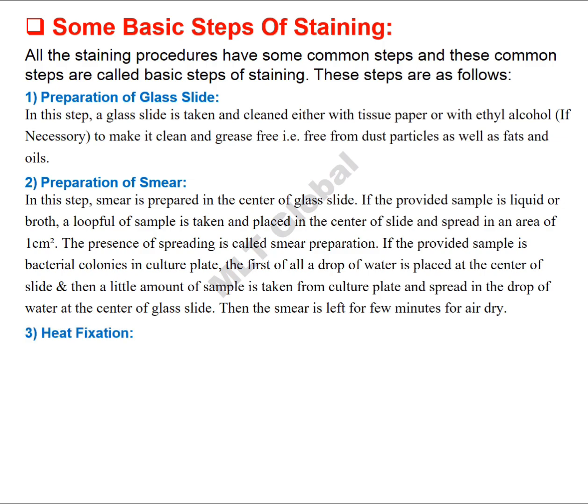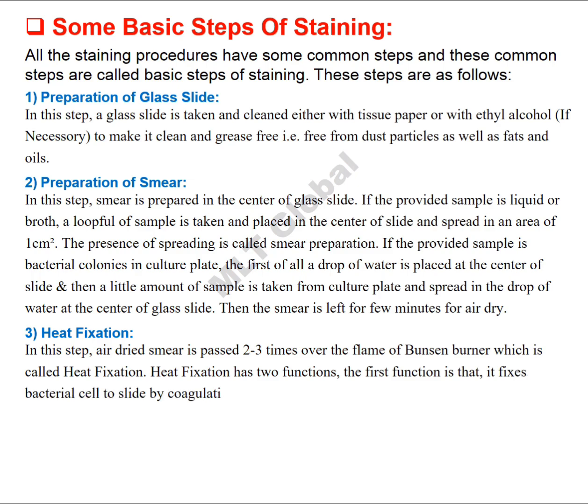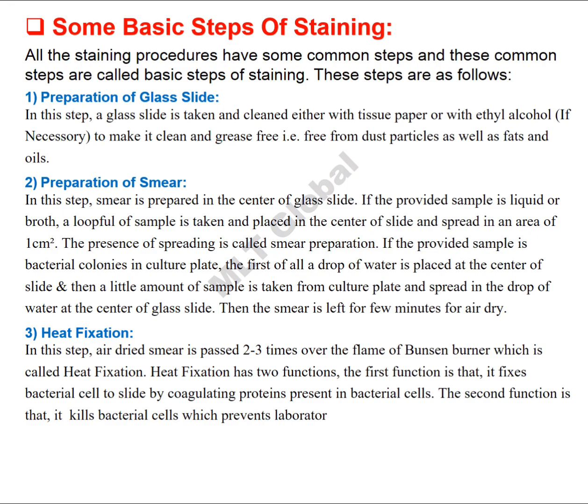3. Heat fixation. In this step, the air-dried smear is passed 2 to 3 times over the flame of Bunsen burner, which is called heat fixation. Heat fixation has two functions. The first function is that it fixes bacterial cells to slide by coagulating proteins present in bacterial cells. The second function is that it kills bacterial cells, which prevents laboratory workers from infections.